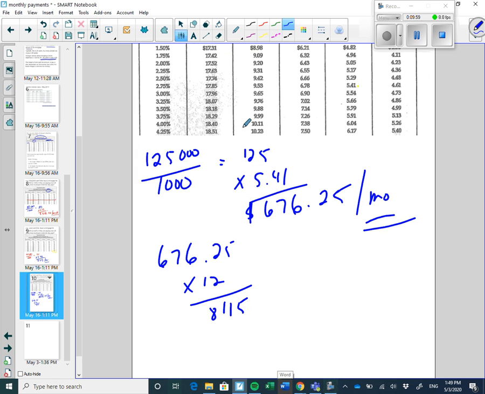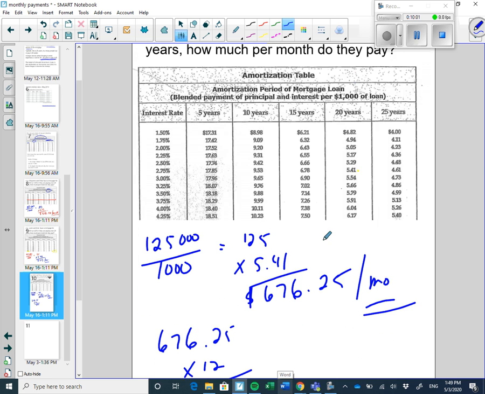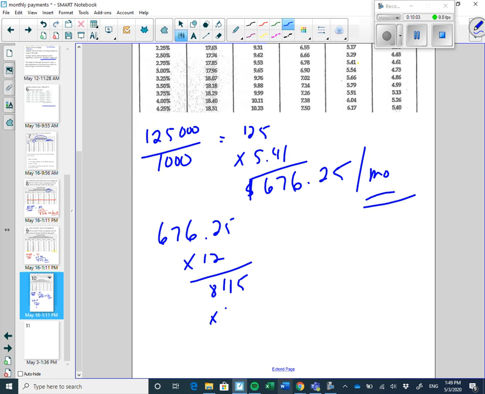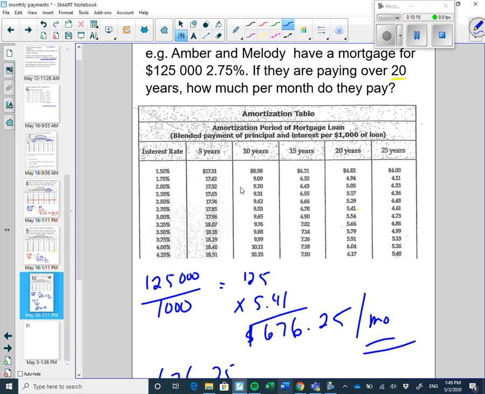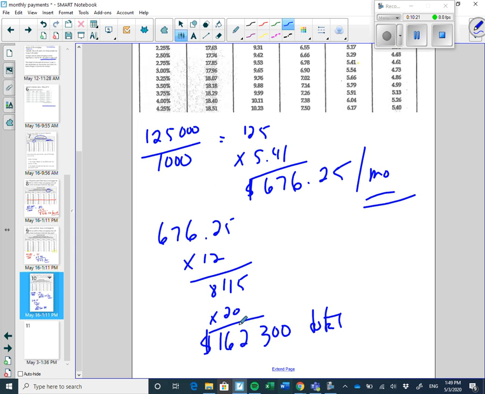And you're paying that, these folks are paying that for 20 years, I believe. Multiply that by 20. Guess how much they pay? $162,300. That's the total cost of the house over those 20 years. Remember how much was their mortgage for? $125,000. It really cost them $162,000. All that extra money is interest. Okay? So the lesson there is the sooner you can pay off your home, the better.